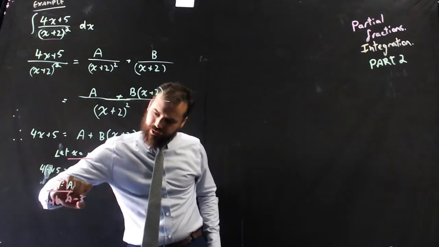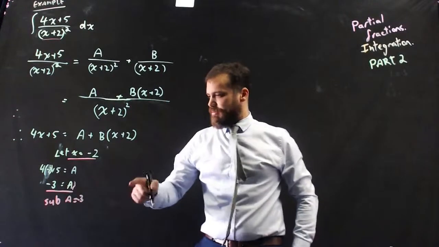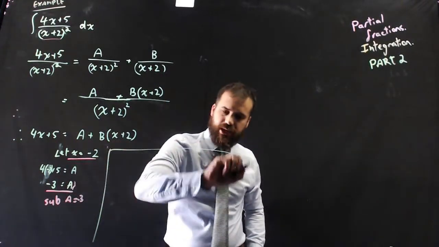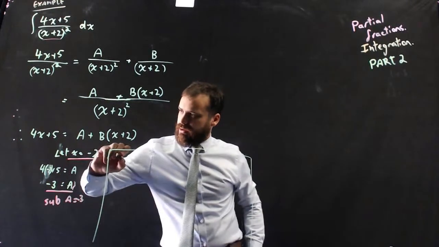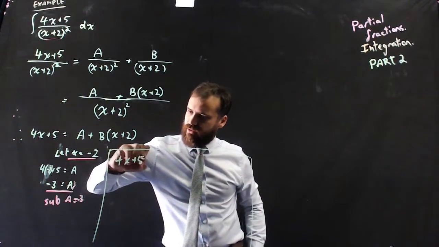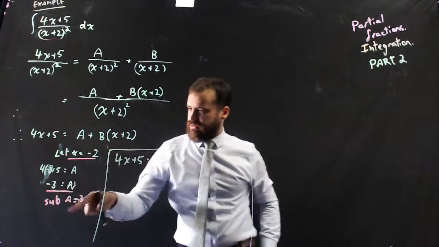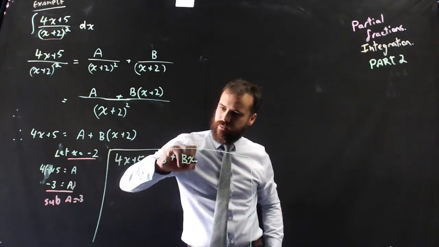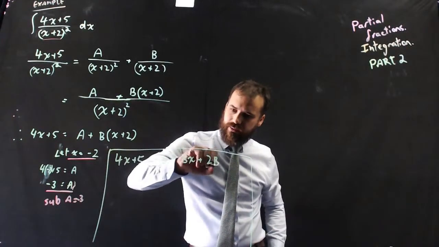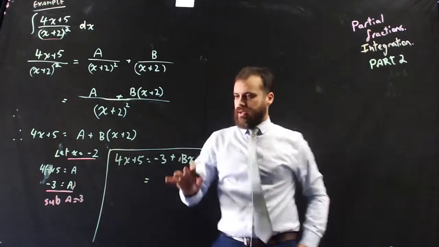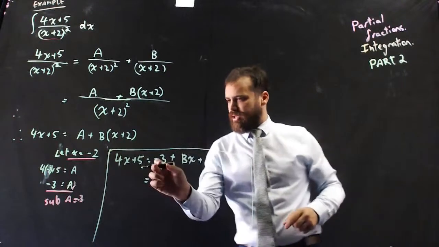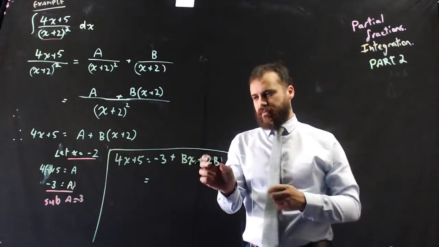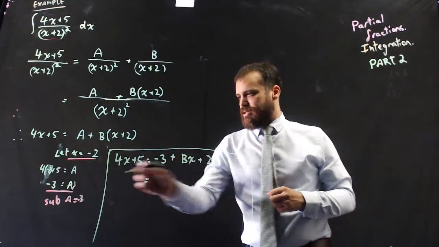So sub A equals negative 3. When I sub that in, I'm going to get 4x + 5 equals negative 3 plus Bx plus 2B. Now, take a look at that. You've got negative 3, which is a number. You've got 2B, which is also a number. And then you've got Bx and 4x.